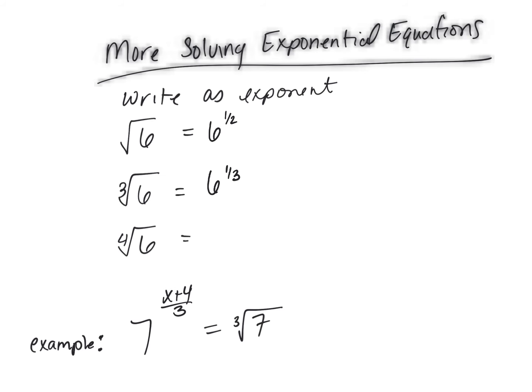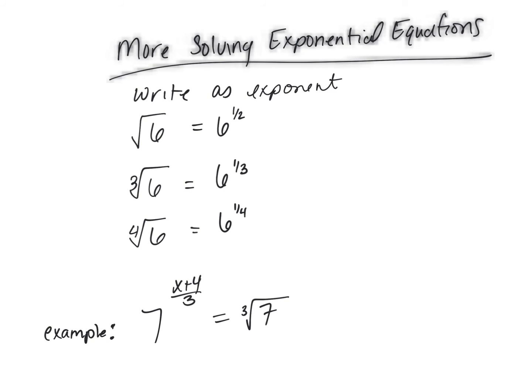6 to the 1/3 power. And the 4th root of 6 is 6 to the 1/4 power. So we need to remember this information from chapter 5. And then here's our first example. I'll give you a second to write that down. 7 to the (x+4)/3 is equal to the cube root of 7.